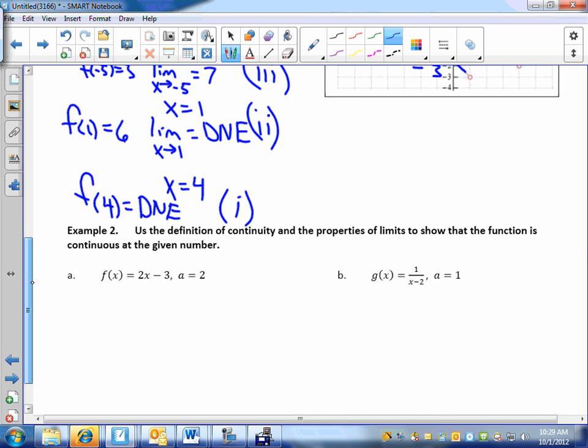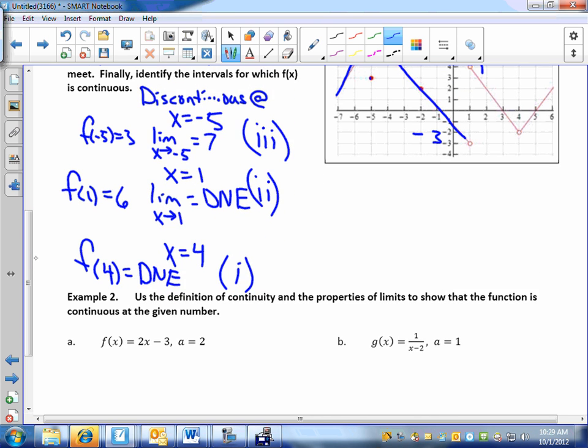These are requirements that you have to memorize. You have to know these for the test. And that's all there is. You have to be able to plug it in and get a value, so it's got to be within the domain. The limit has to exist, and then those two have to be the same. So you really only need to memorize 2 of them, okay? Because they have to be equal to each other.